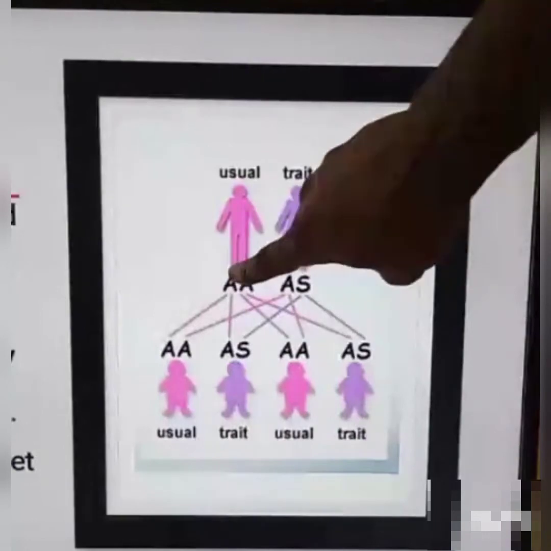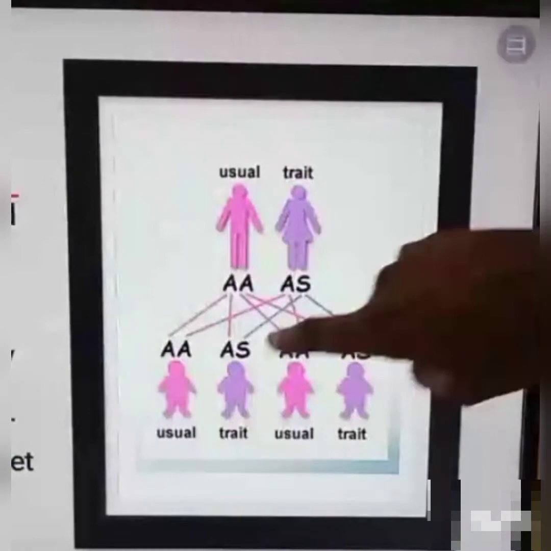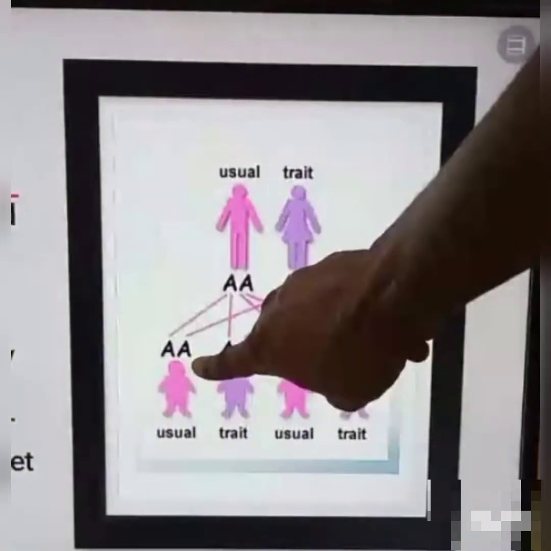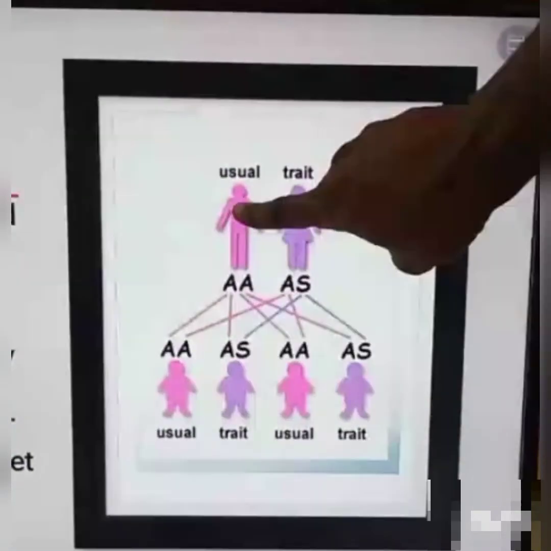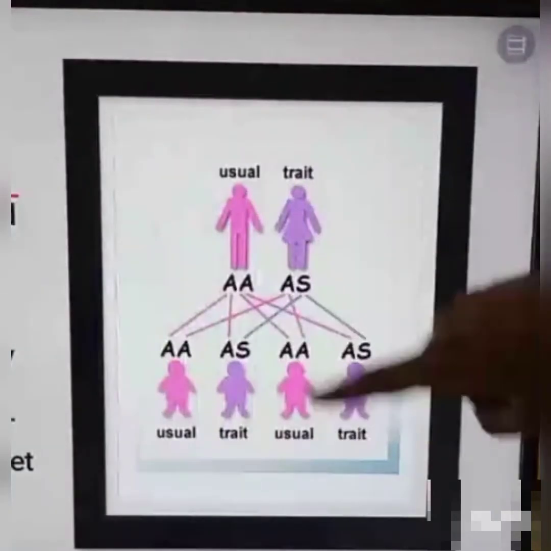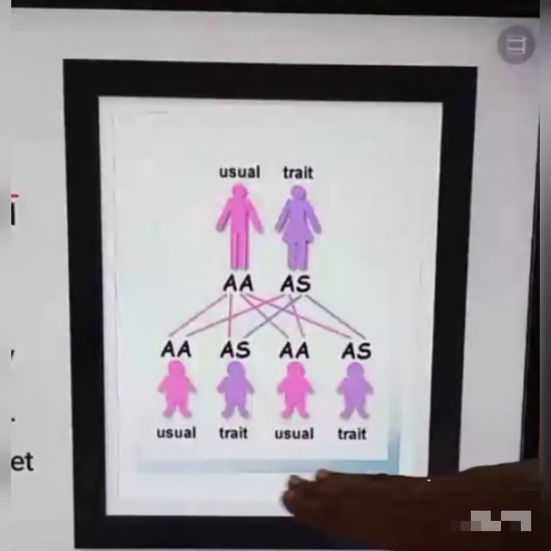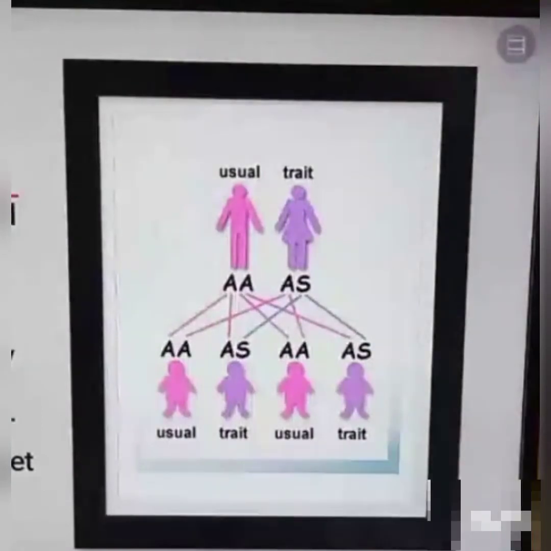Now, each time they have a child, the man gives one of his A, the woman gives one of her A. They have AA. The man gives one of his A, the woman gives her S. They have AS. The man gives another A, the woman gives A. These are possible outcomes. Now, I hear a lot of people saying, oh, it's only if I have 4 children, that means it's only 1, or it's only 2 that will be AS.